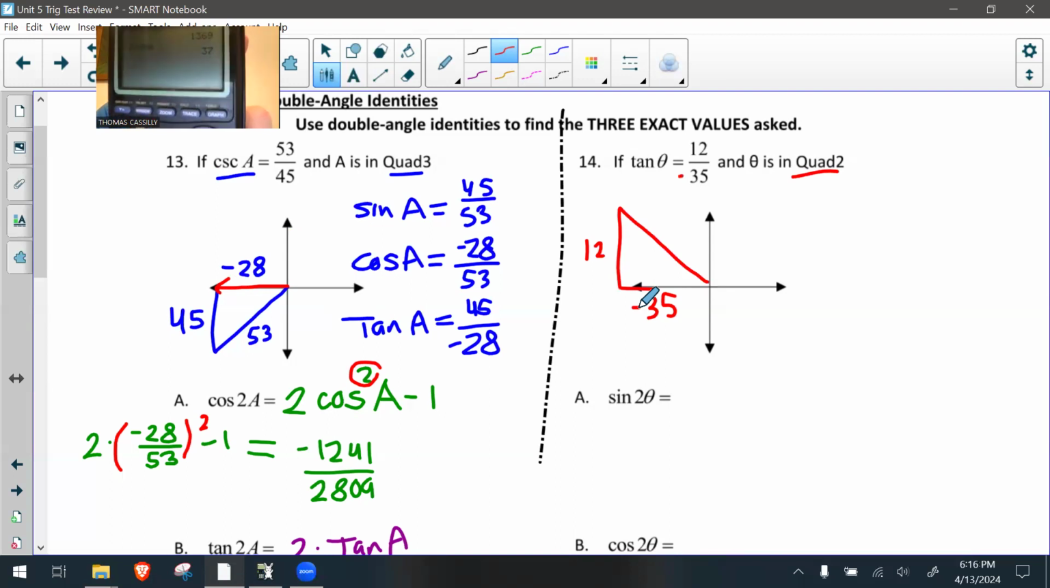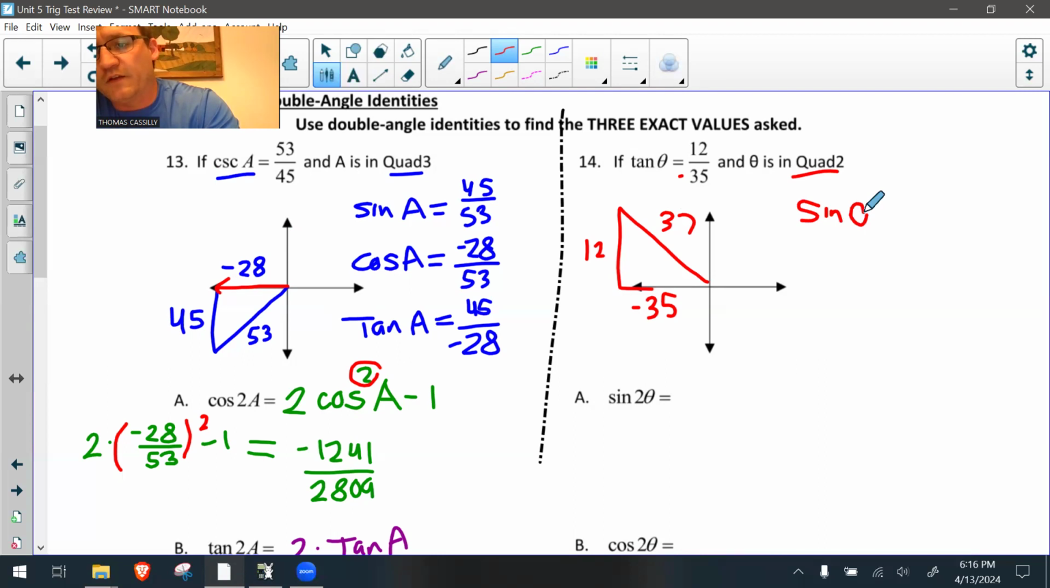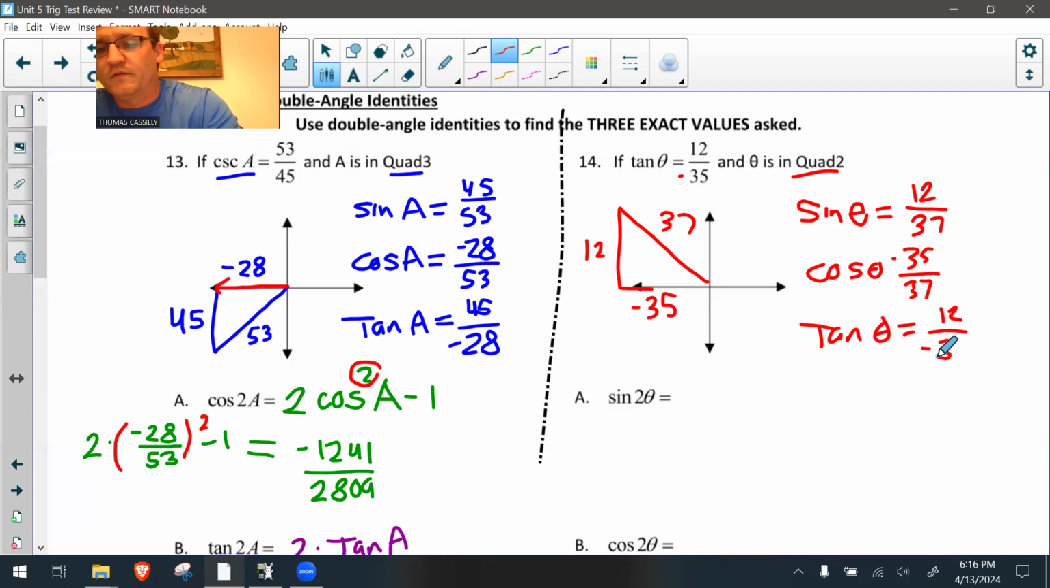That does give us the 37. So we have a hypotenuse of 37 here. So our sine of theta this time, right? The angle is called theta. 12 over 37. The cosine is negative 35 over 37. And then the tangent of theta, that's the one that was given to us, 12 over, and I did have to fix it. That was a negative 35 on that one.